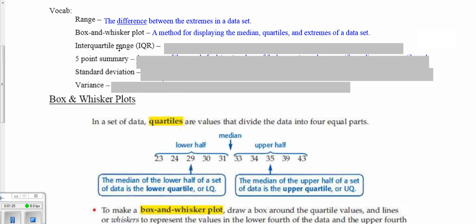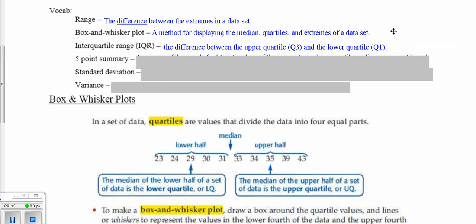The interquartile range, or the IQR. This would be the difference between the upper quartile, quartile 3, and the lower quartile, quartile 1, or Q1 and Q3. So again, after you cut your data set in half, you cut each of those halves in half, and that's how you would find Q3 and Q1. Take Q3 minus Q1, that'll be the interquartile range.